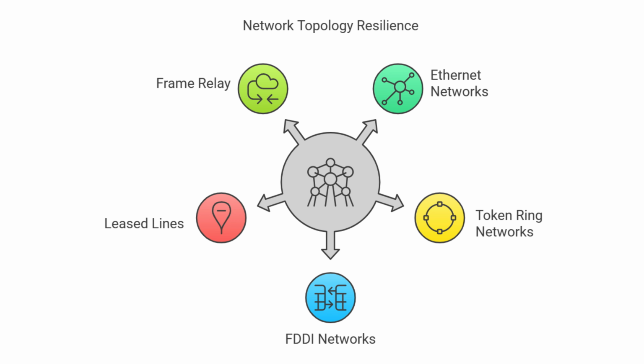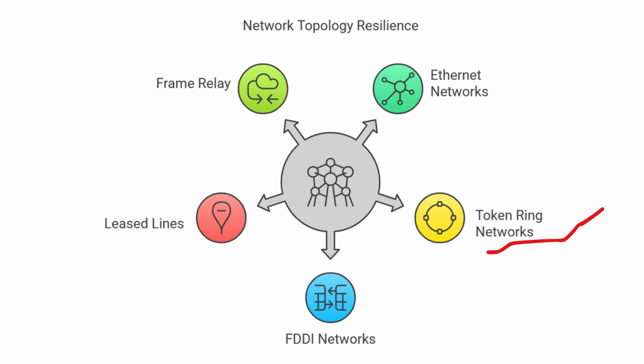Topology failures. The way a network is structured, its topology, can either increase resilience or create vulnerabilities. Let's break down some common network topologies and their failure risks. Ethernet networks. Modern Ethernet networks use twisted pair cables in a star-wired configuration, which helps reduce failure risks. However, older Ethernet setups used coaxial cables, which were prone to single points of failure. The solution is to use switches instead of hubs and ensure redundant cabling.